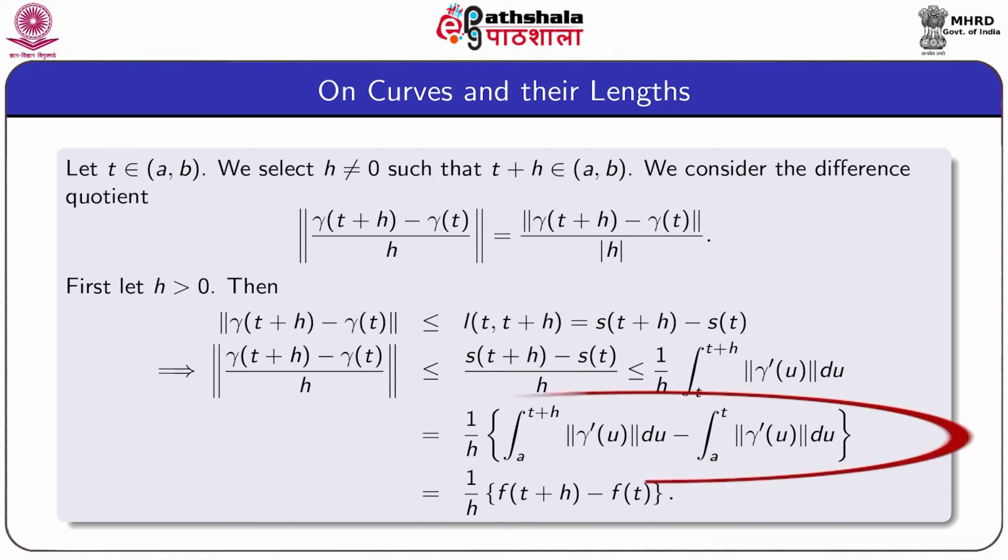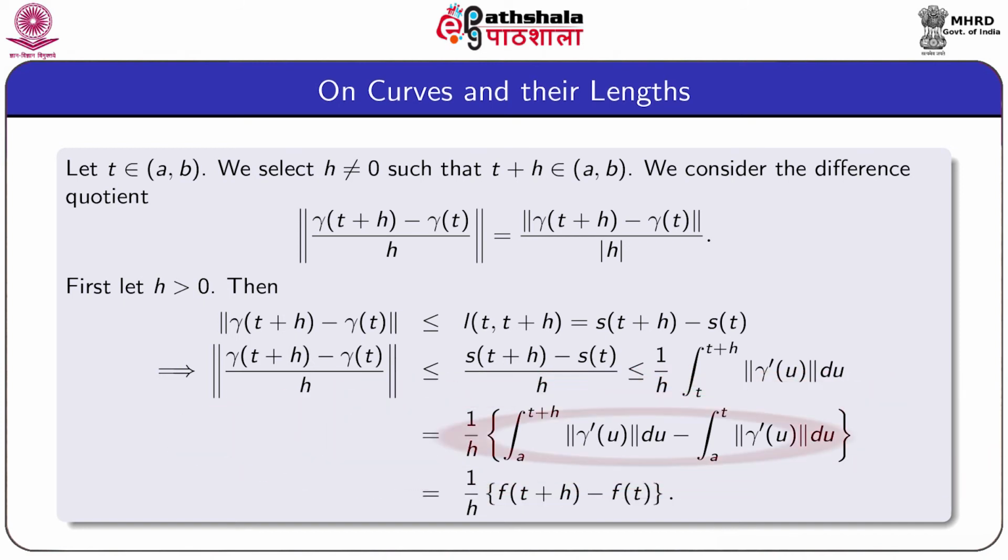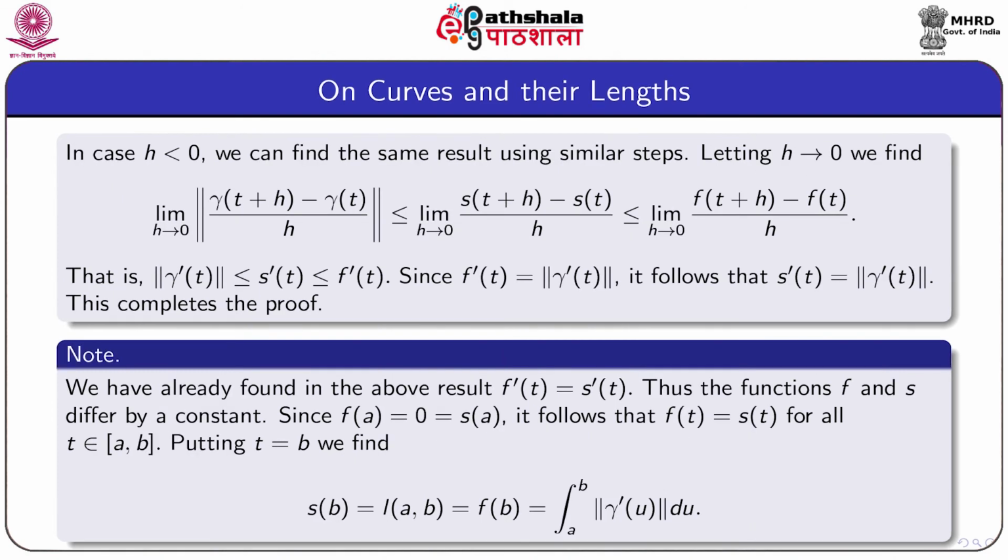This is less than or equal to 1 by h times the integral from t to t+h of the norm of gamma'(u) du. So, this equals 1 by h times the integral from a to t+h of the norm of gamma'(u) du minus the integral from a to t of the norm of gamma'(u) du, which equals 1 by h times f(t+h) minus f(t).